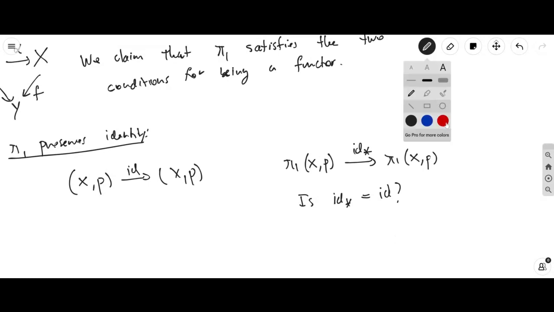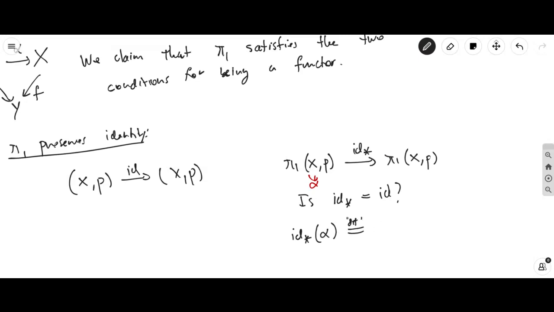And this is actually very easy to check, because if you choose a loop, what does I star do to alpha? Well, by definition, this is the way the induced map is defined, it's given by composition. It's the identity composed with alpha. But because this is the identity mapping and you're composing it with alpha, that's just alpha again. And so I star takes alpha to alpha. Right? Alpha goes to alpha. And so this is the identity map. It's the identity homomorphism.